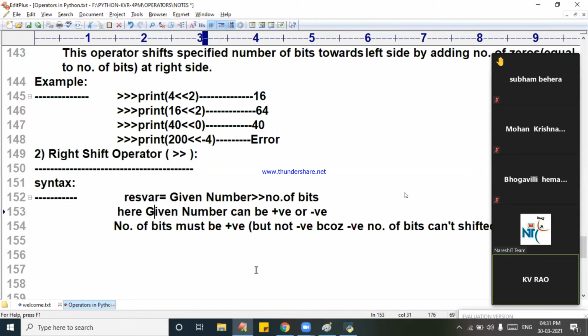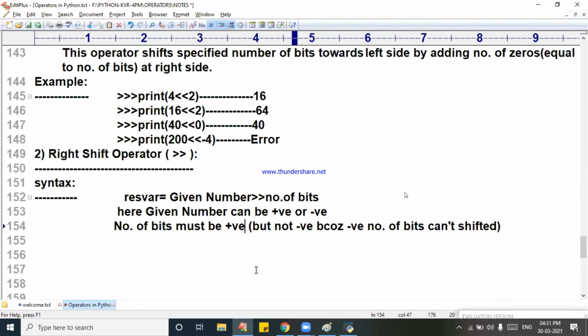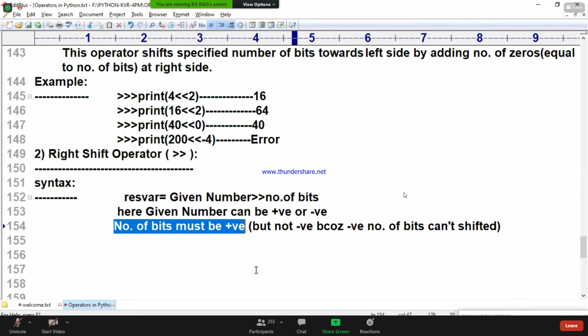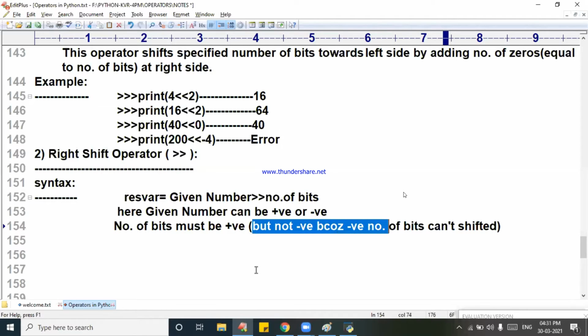Here the given number can be positive or negative. Both of them can be allowed. The number of bits can be positive only. Be careful, be careful. Once you start an error, others also say error. Please be careful to see how the result is coming.